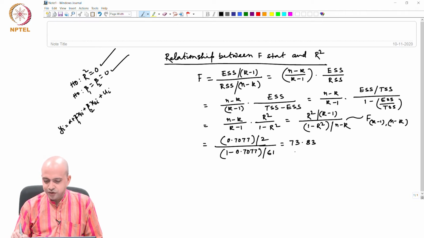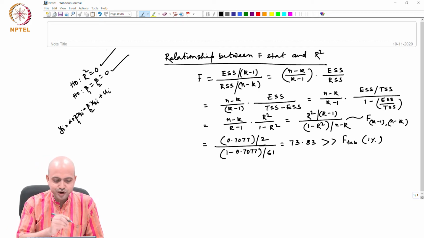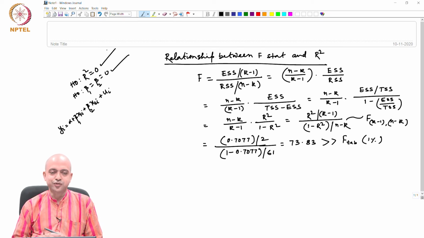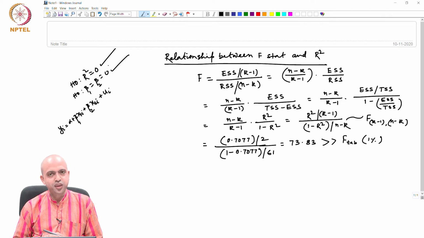And this calculated value you have to compare with the tabulated value at 2 and 61 degrees of freedom, and if you compare, you will see that your calculated value is much greater than F tabulated, even at 1% level of significance. So, that means we can reject our null that R square equals 0, and also we can reject our null that beta 1 equals beta 2 equals 0.